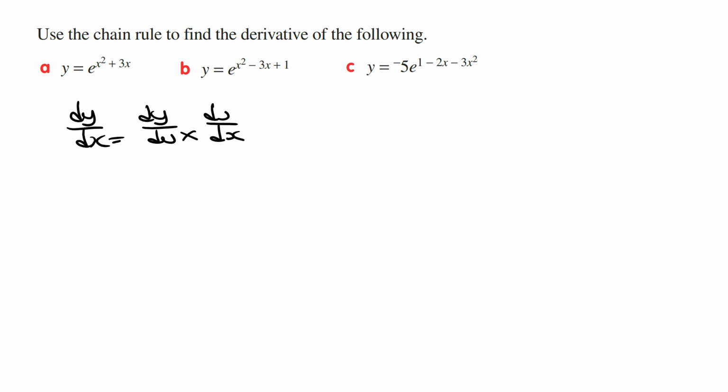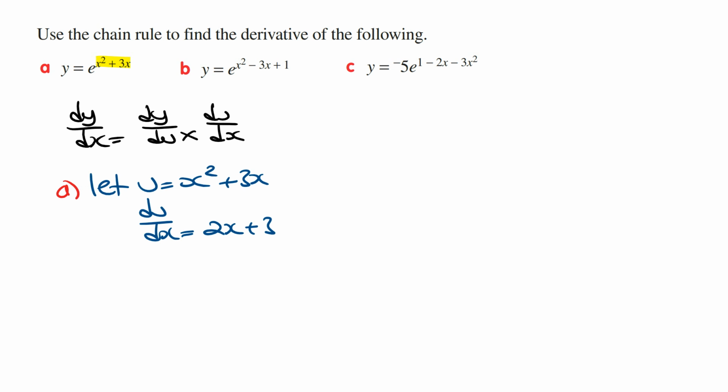Now, whenever you're differentiating exponential functions and you need to use the chain rule, what you do is let u equal the exponent of the e term. And so for part A, we're going to let u equal x squared plus 3x. And so deriving this, we're going to get du dx, which is equal to 2x plus 3.